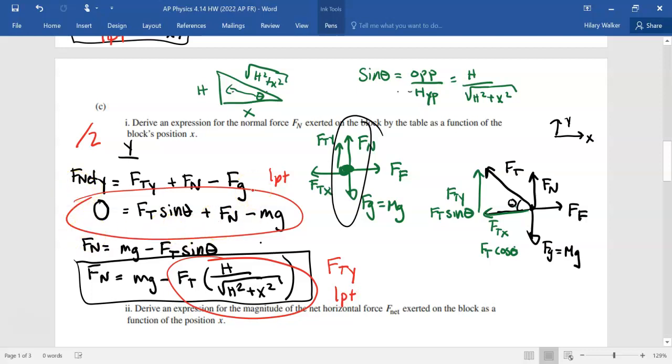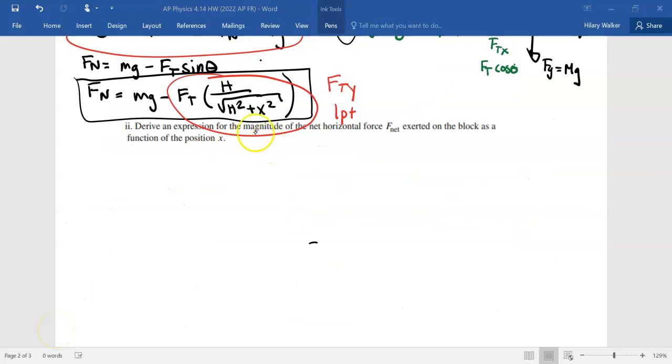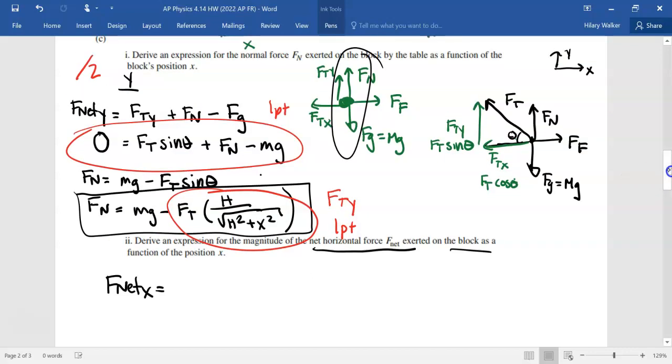Okay, let's go ahead and look on to the next part. Okay, so now we want to find an expression for the magnitude of the net horizontal force exerted on the block as a function of position. Okay, so horizontal is the x direction. So let's go ahead and set up F net x. So what forces is F net x equal to? Well, let's go to our free body diagram. So now we're looking at the horizontal direction. So that's going to be Ftx minus Ff.